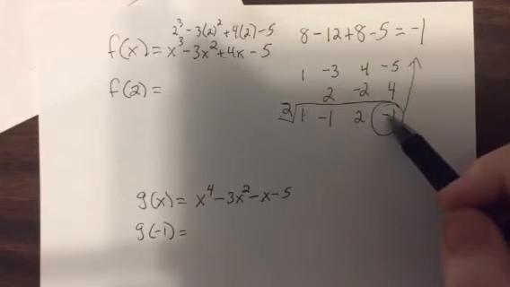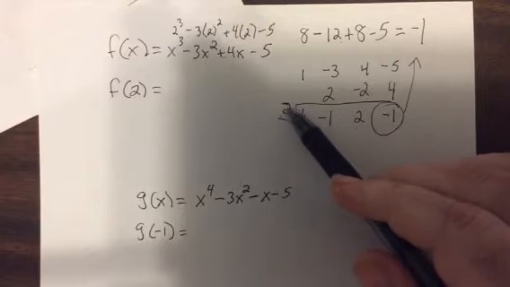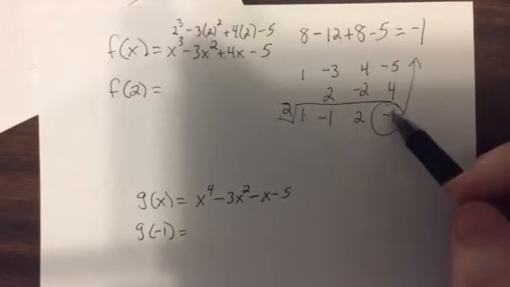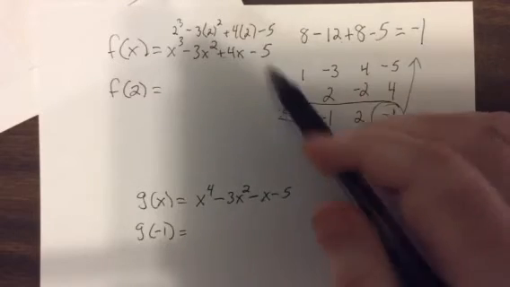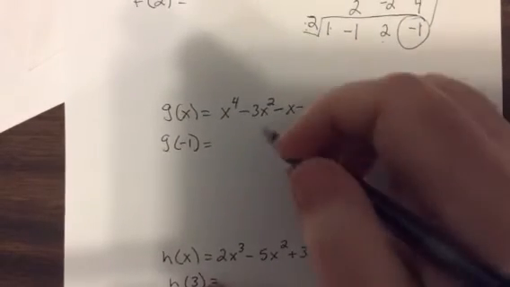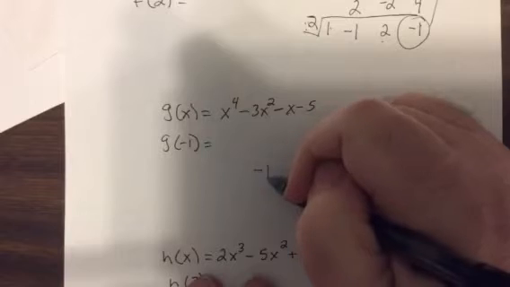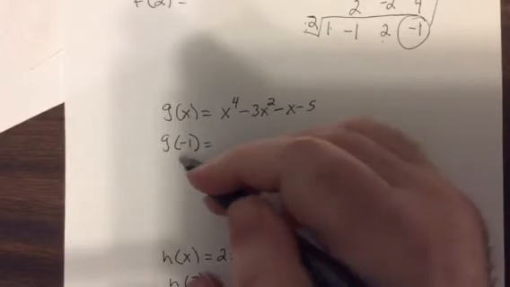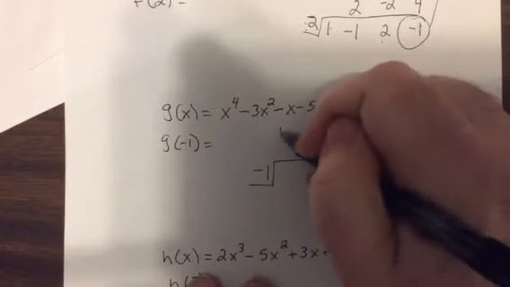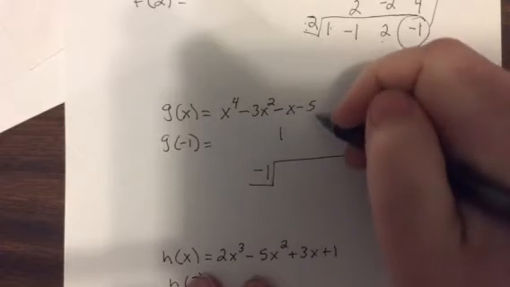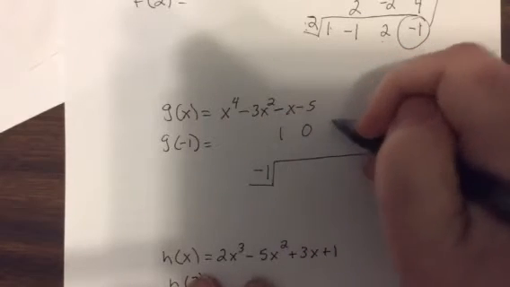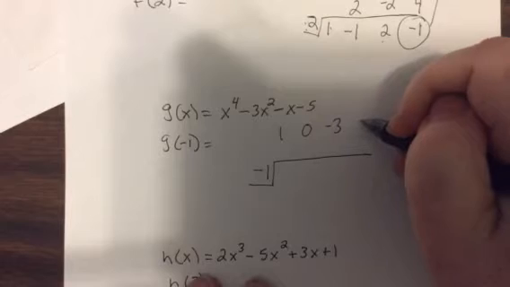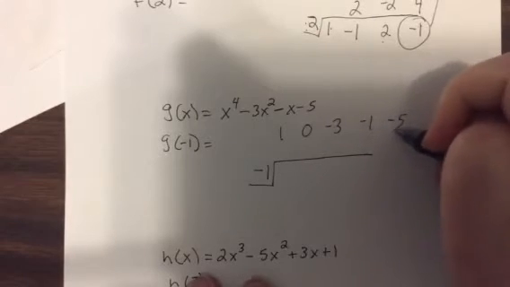Do synthetic division, or synthetic substitution, they call it because you're substituting it in. The remainder is the answer, what you get when you put this number into the function. Is it better? No, it's just another way. So what happens when I put negative 1 in? 1, oh, I'm missing the cube. So 0, negative 3, negative 1, negative 5.